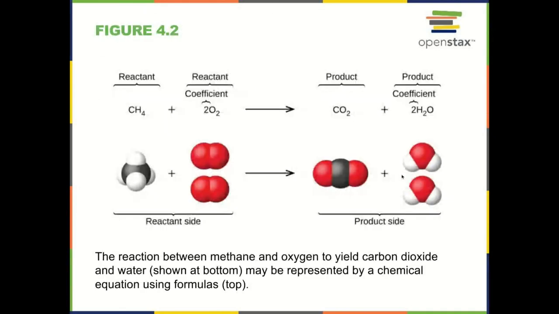Okay, so here's an example. We have CH4, methane, combined with oxygen, and we're getting two products, carbon dioxide and water. Now, what I've added here is this coefficient 2. That's going to represent two oxygen molecules. And on the product side, I also have two.